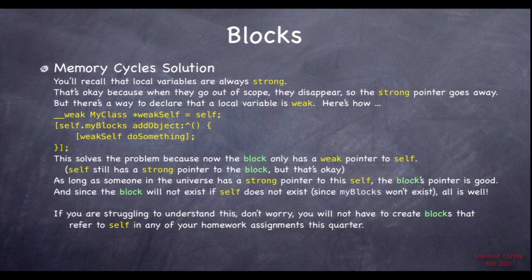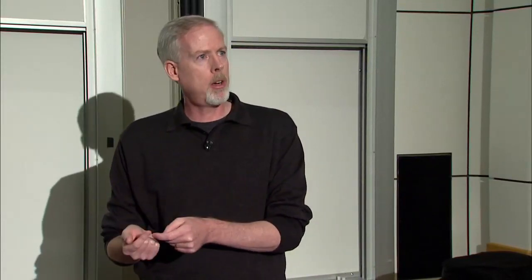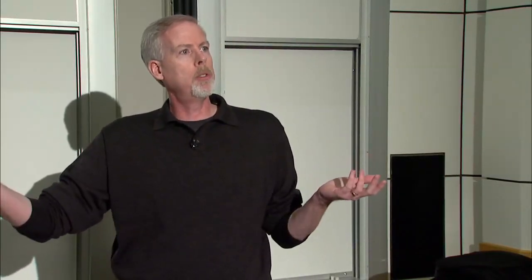All right? Question? Why doesn't it automatically do that? The answer is there's no deterministic way to know when you don't want the pointer inside to be held strongly. It might be that you want self to strongly be held there, because you might be passing this block to someone else, and then you're releasing your strong pointer to self, and you do want self to stay around until that block is done being used, you see?